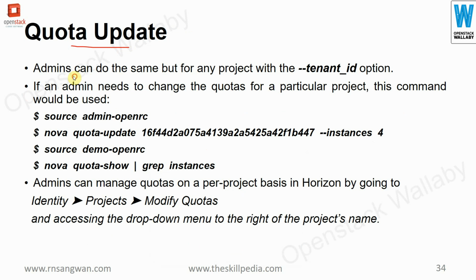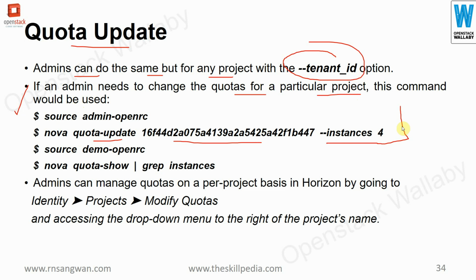Update quota. Admin can do the same, but for any project with the tenant ID option. If an admin needs to change the quota for a particular project, this command would be used. Source the file and quota update, the project name, and the quota with the value, which quota you want to change, like instances to 4. And quota show will show you the quota which you have changed.